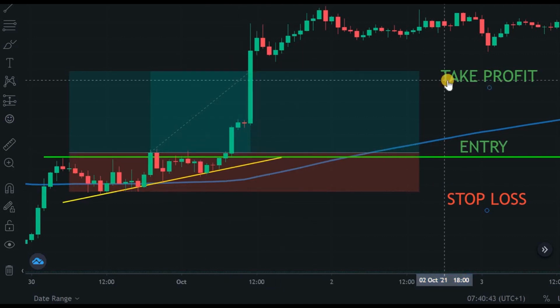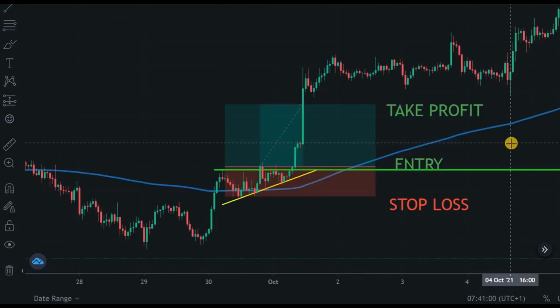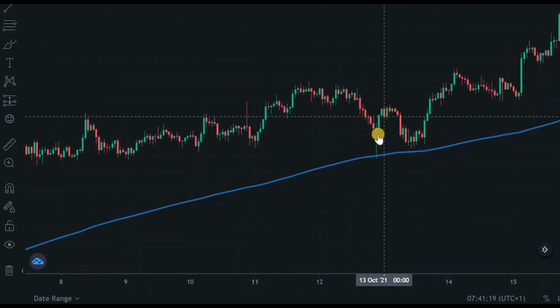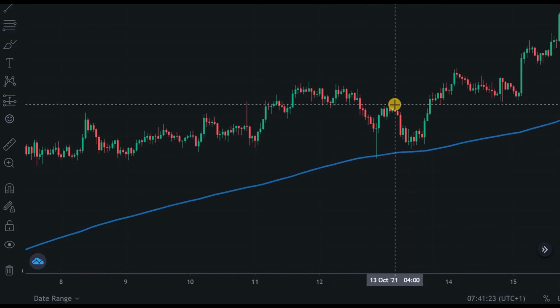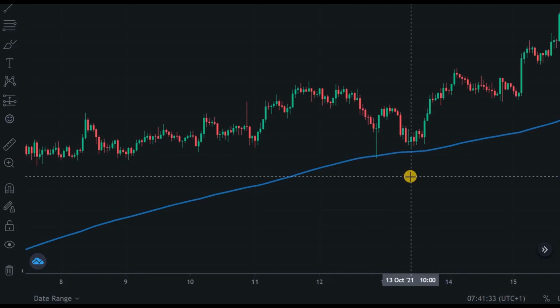Now let me go over another example in the price chart. The next level to enter a long position is when the price touches the exponential moving average. If I go forward in price, you would see that the next time the price touches this exponential moving average was at around this level. So if I was to enter a long position, I would enter upon confirmation of this support.